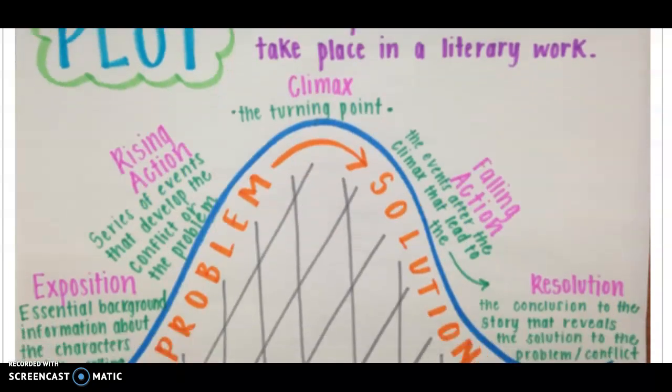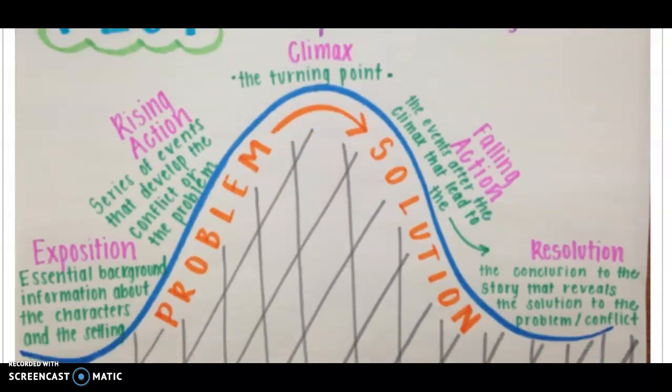Just to go back over it, stories and dramas begin with the exposition. This is where you as the reader are going to learn essential background information about the characters and the setting. You're going to be introduced to the characters. Then you have the rising action. This is where the story begins to really take off and events begin to develop and the conflict or the problem is revealed. Then at the very top, you have the climax.